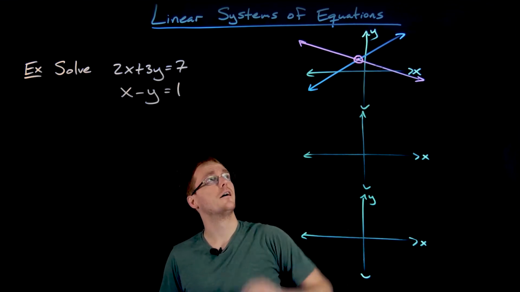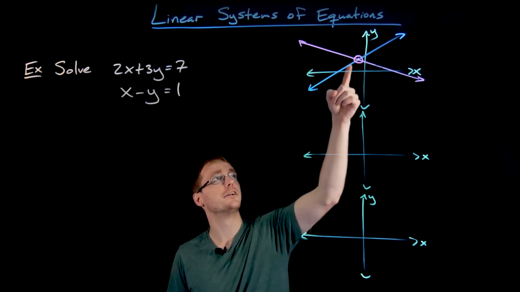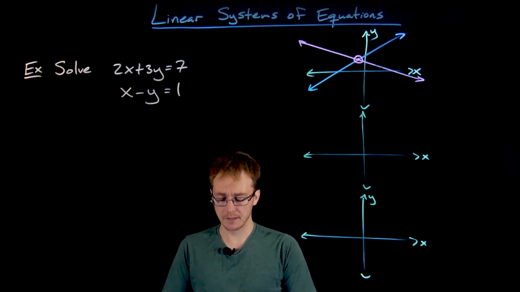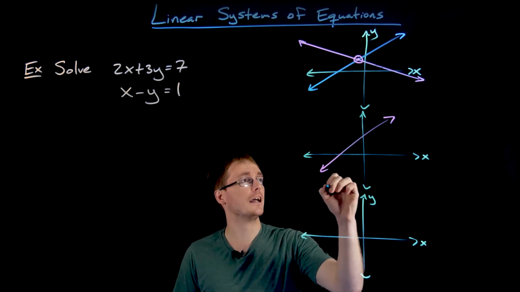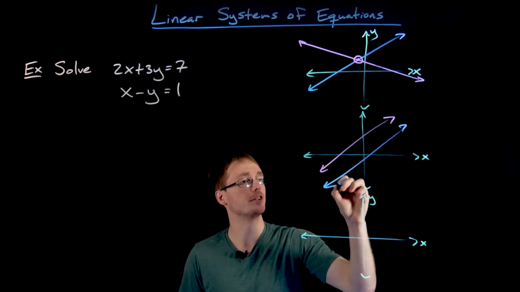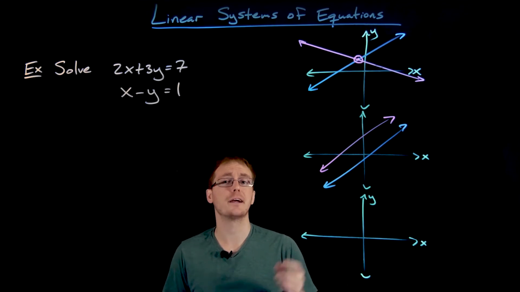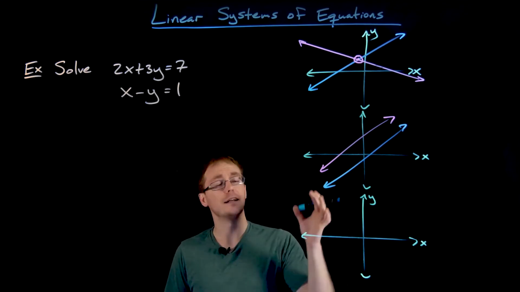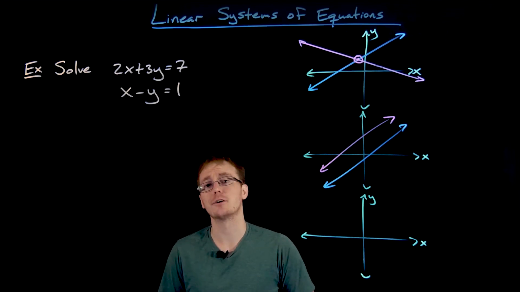And so on our first graph up here, we kind of have the best case scenario where our lines intersect and we get one solution. Maybe the first equation in our system has a graph that looks like this, and the second equation or line in our system looks like this. Well, in this case, our lines are parallel, and parallel lines never intersect. And so we would have no solutions in a system of equations involving parallel lines.